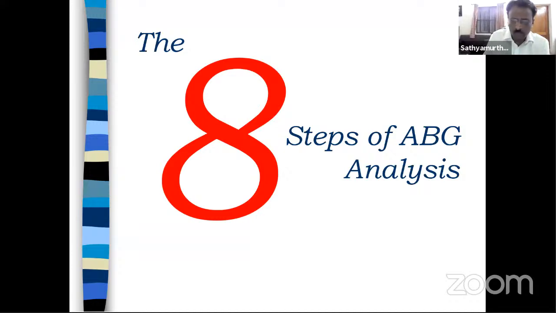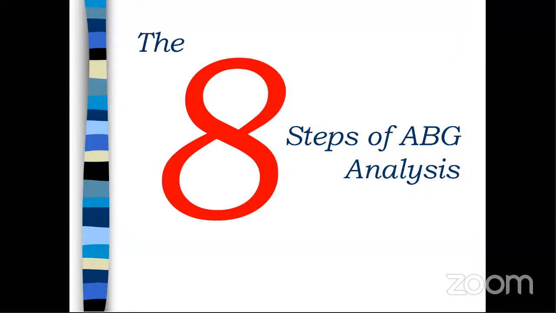Now, let us go to the steps of ABG analysis. There are 8 steps totally, and not all the time you need to go through all the 8 steps, but it has to be more systematic. So, like I told, the first is your acid-base status, and the last is your oxygenation and ventilation problem. So, first we look at the acid-base status.